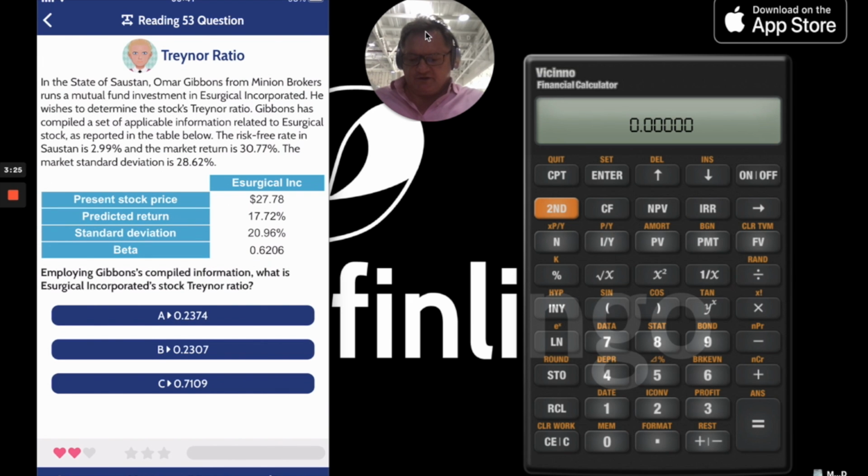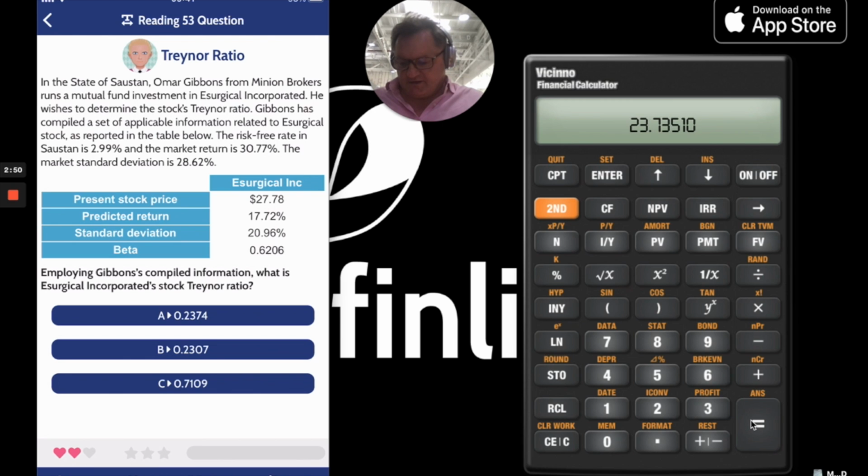So what we're going to do then, the predicted return, that's 17.72%. So 17.72. We take away the risk-free rate, which is, where is it? Can't find it. Oh, there it is. Take away 2.99, and then we divide that by the beta, not the standard deviation. This isn't Sharpe, remember, so we're going to divide that by 0.6206.